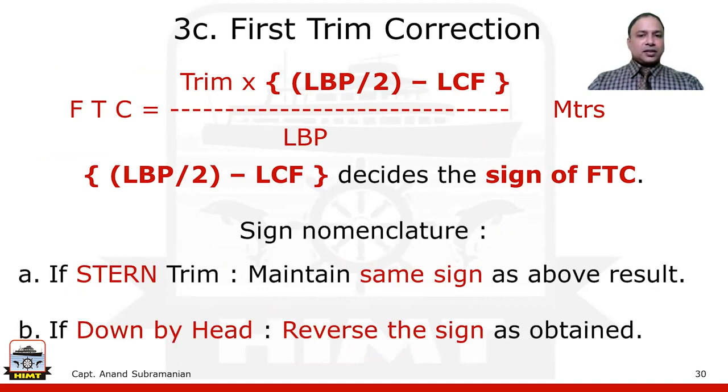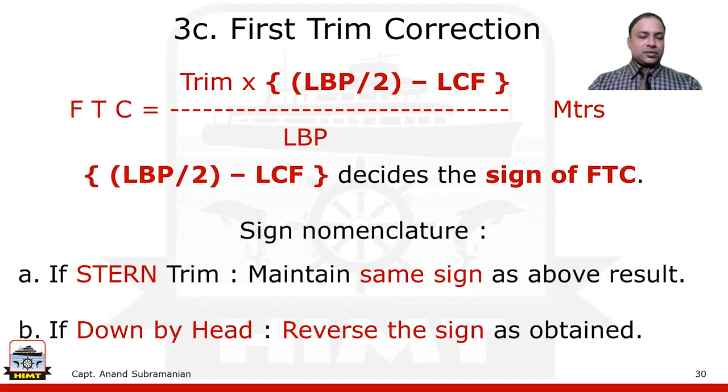Whatever answer you get, whatever sign, that can be retained in the normal conditions. In the normal conditions, we'll be having some stern trim. So maintain the same sign as the above result. If for some reason in the numericals or in the actual conditions, you're down by head, then whatever answer we get over here, the sign is reversed. So if you get a plus value, then you put it as a minus value. If you get a minus value, then a plus value.